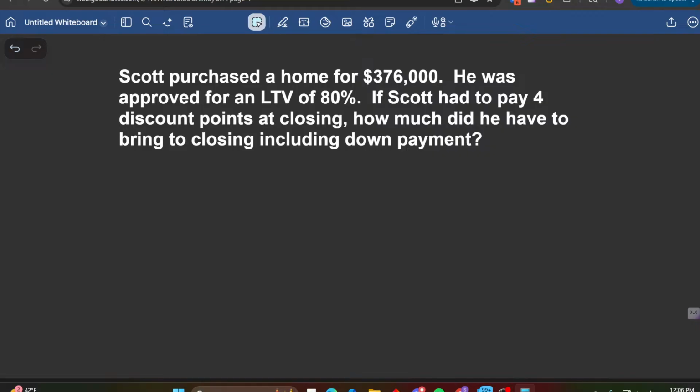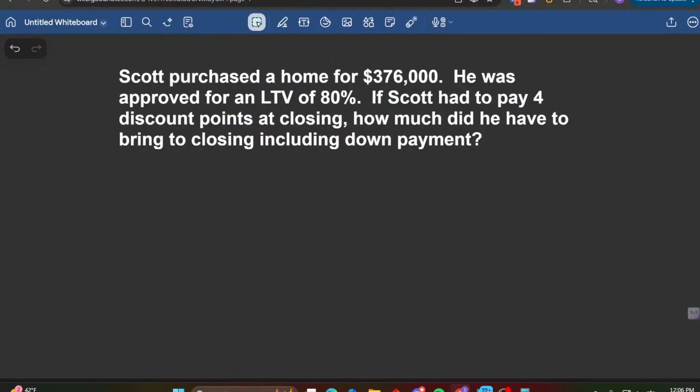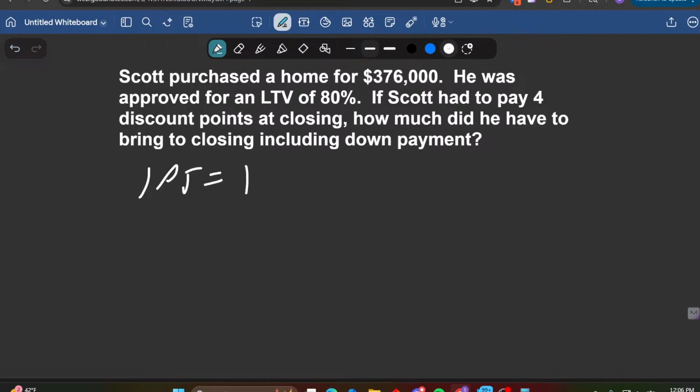So let's talk about the discount points for a hot second. When we're talking about discount points, how do we calculate a discount point? If you're watching here with me live, tell me in the chat. In regards to a discount point or a point at closing, I'll write it in here: 1 point equals 1% of the loan amount. So 1% of the loan amount.